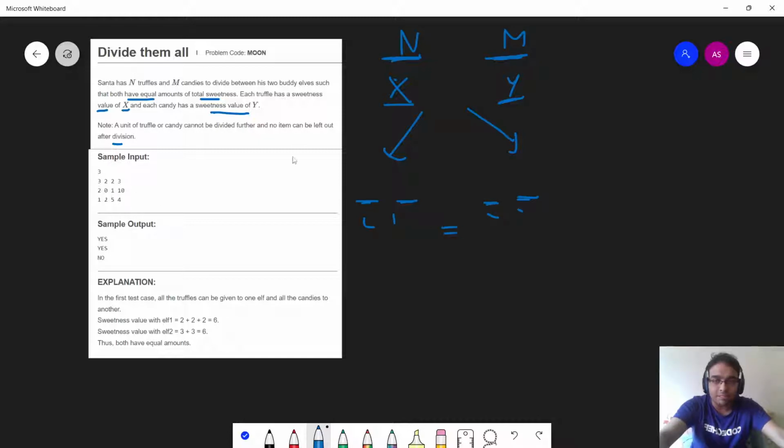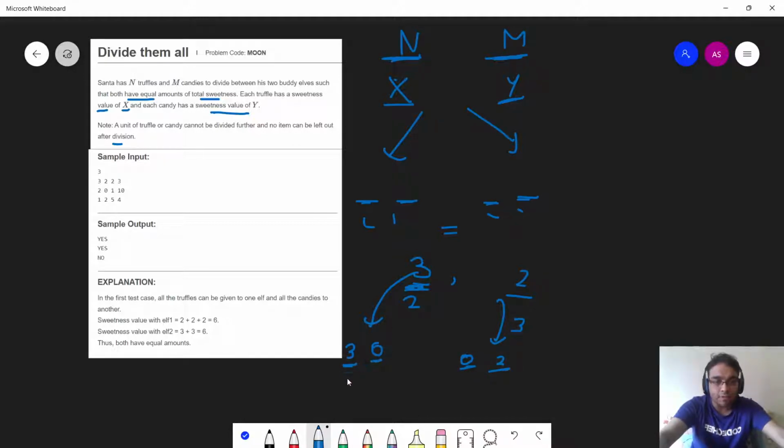Now let me summarize the problem using the example test cases. So here I have three truffles and two candies, and the sweetness value of each truffle is 2 and the sweetness value of each candy is 3, right? So how can we distribute the truffles and candies? In the first case, we can give all the truffles, so 3 truffles and 0 candies, to the first elf, and 0 truffles and 2 candies to the other elf.